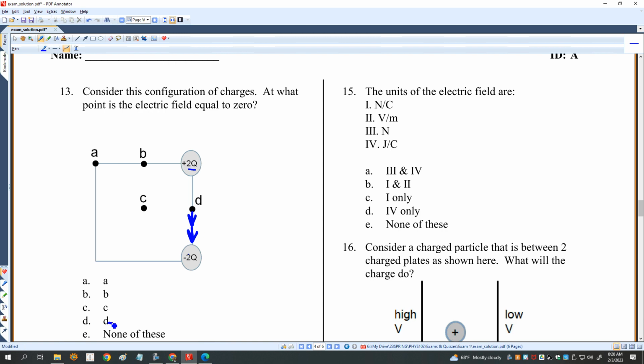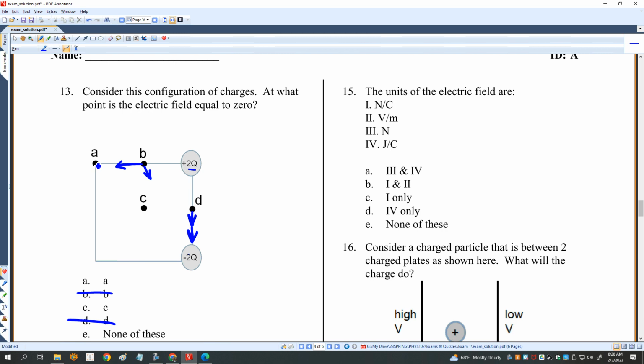So D can't be the answer. How about B? Does that work? Well, the electric field due to this charge is in this direction, and the electric field due to this charge is smaller and in that direction. Those two vectors don't cancel out.